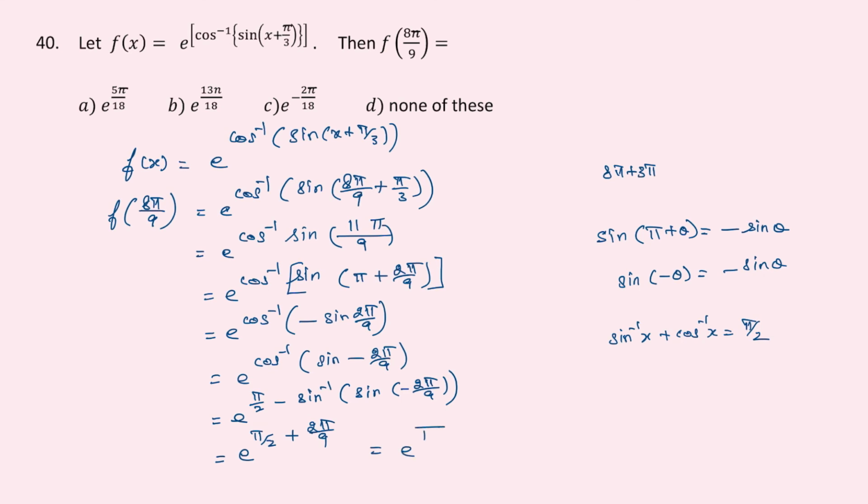Let us take LCM 18. We get 9 pi plus 4 pi, which is 13 pi. The correct option is B.